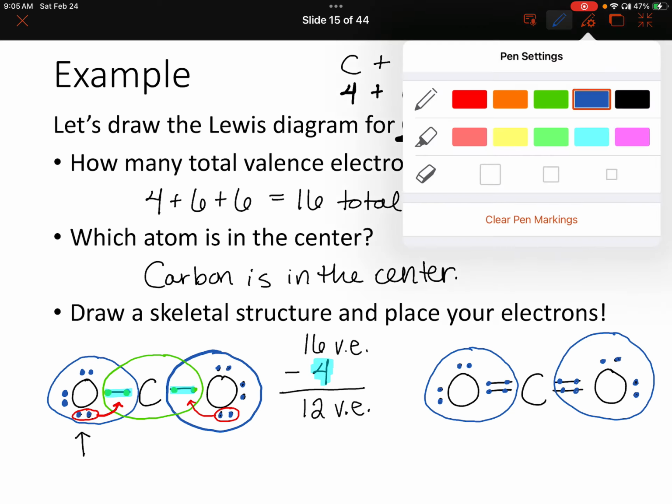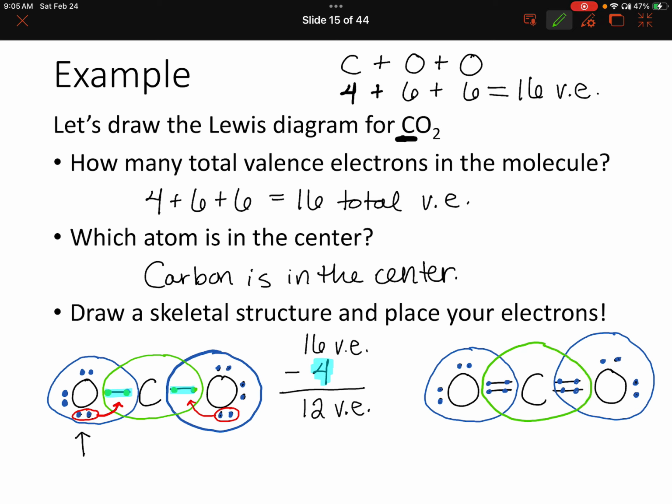Let's do the same thing for carbon. So carbon has 1, 2, 3, 4, 5, 6, 7, 8 valence electrons as well. So everybody is happy, and they all have 8 valence electrons. So that is our structure or Lewis diagram for carbon dioxide or CO2.